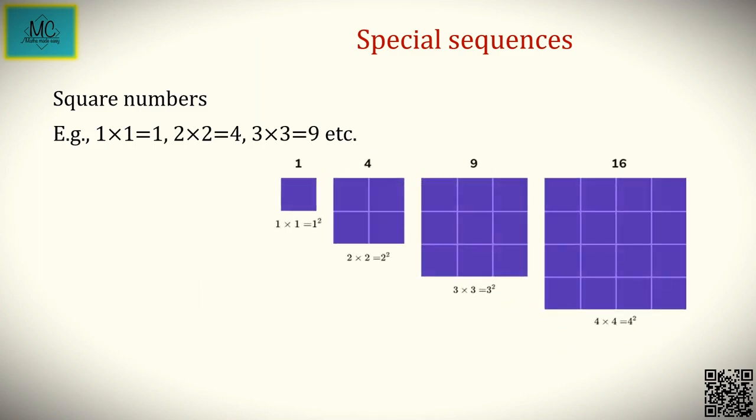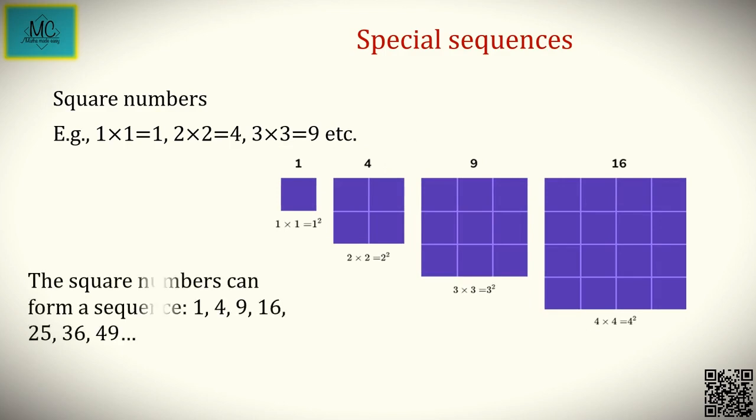And you must have seen these kinds of questions in your exam. Now, in this case, the square numbers can form a sequence, which is 1, 4, 9, 16, likewise, which are the square numbers. So the nth term will always be n squared here.